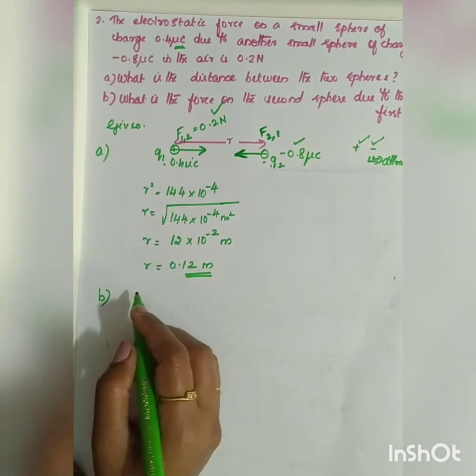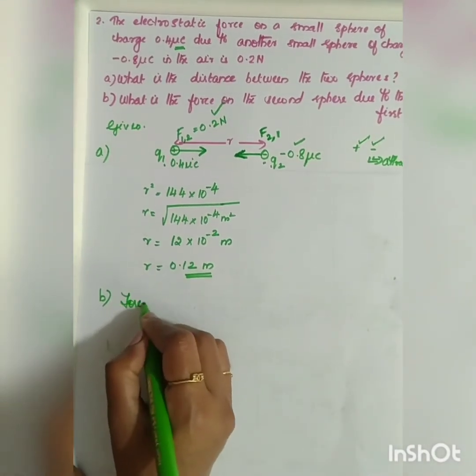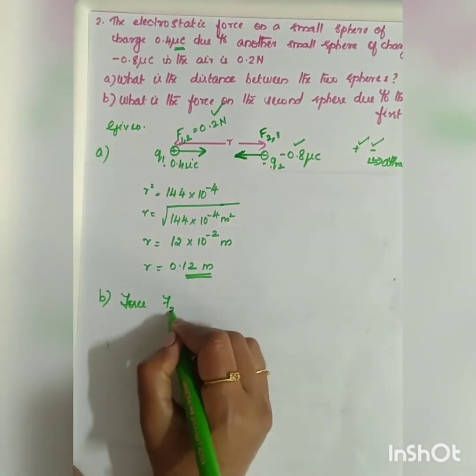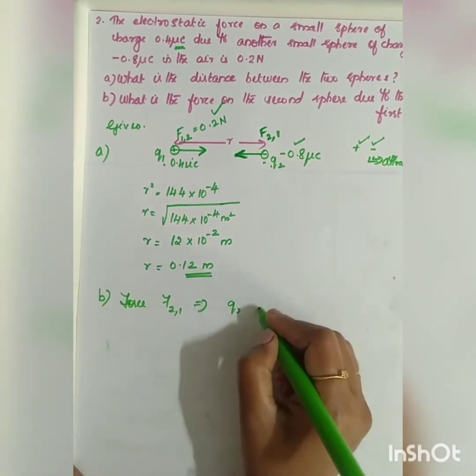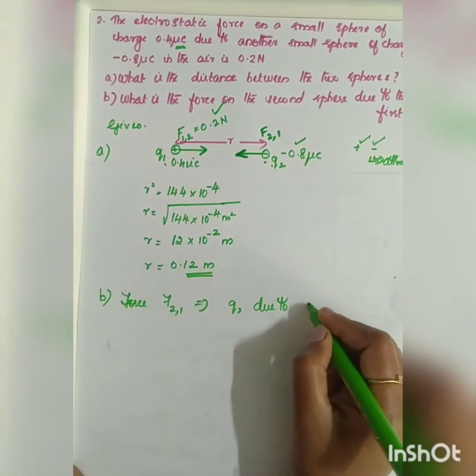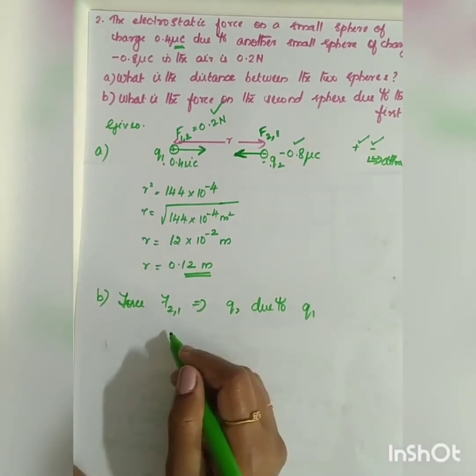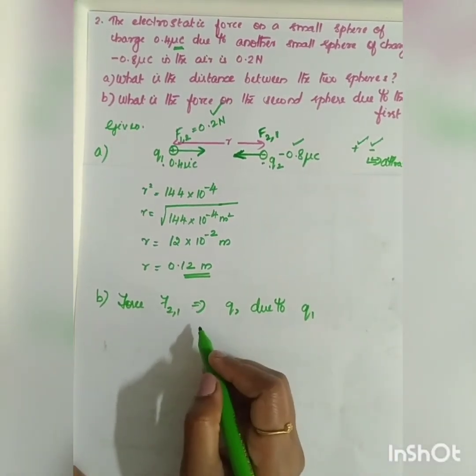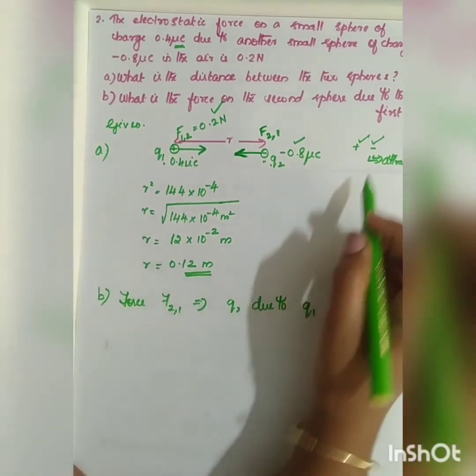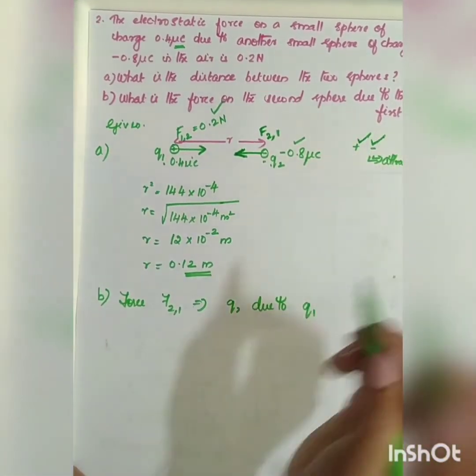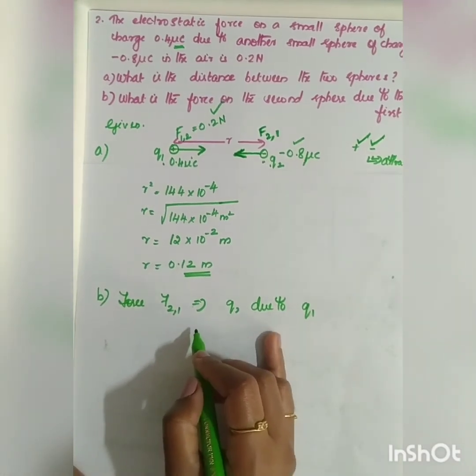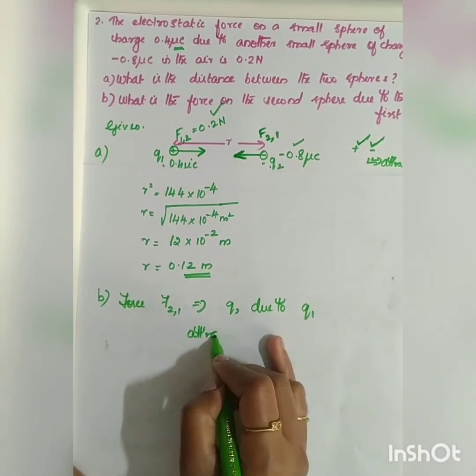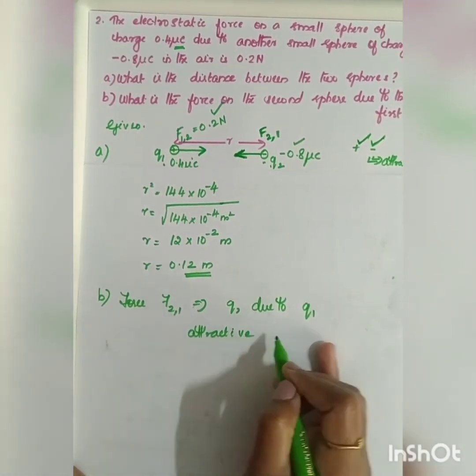So what is your force? The force F21, which is the force on Q2 due to Q1, will be attractive or repulsive, because both are different charges, of different signs. It is unlike charges, right? Therefore the force will be an attractive force. So what will be your force? Attractive.